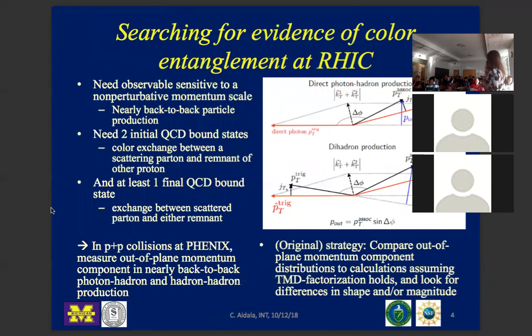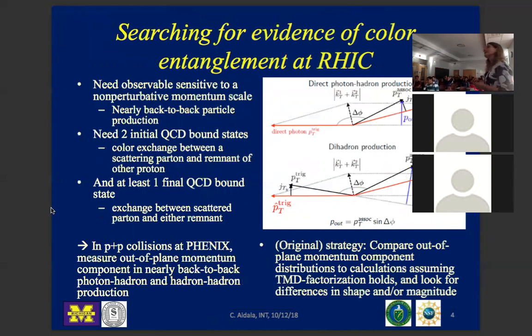Alessandro Bacchetta, I think, also right here, and I had a lot of discussions with Ted and John Collins while I was there about how we might be able to do this at RHIC, since we've got our pp collider at our disposal. So what ingredients do you need to search for evidence of color entanglement?